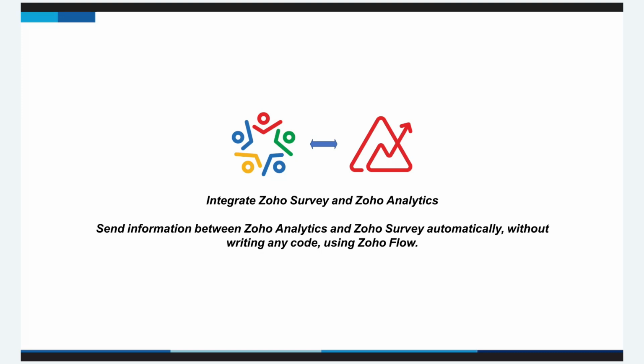So for example, after conducting a customer satisfaction survey, you can generate dashboards that highlight trends in customer feedback, NPS scores, and satisfaction across different departments or regions. So this makes survey data more actionable by combining it with other business metrics in Zoho Analytics.